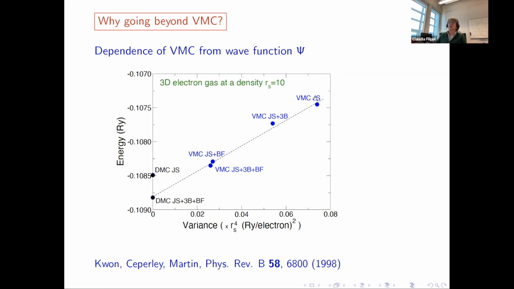Then you say, okay, fine, my Jastrow factor was too simple. I try to put in three-body correlation, so three-body electron correlation, and of course my energy will go down. I'm looking at a ground state, so it will happily go down. I have a better wave function. I optimize everything again and I go down here. My variance is reduced.